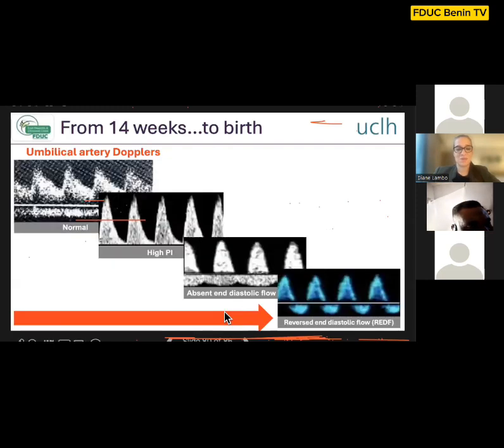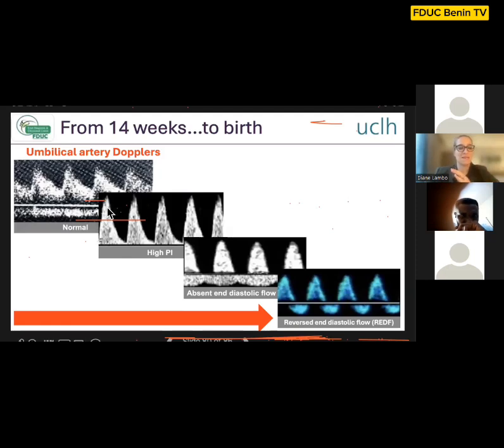And these are the different Doppler patterns that you might see. In the normal image to the left, you can see there's nice forward flow, a nice regular wave pattern. So this is a nice healthy placenta. In placentas that are at risk of placental insufficiency or fetal growth restriction, what you tend to find is stiffening. Stiffening of the placenta is highlighted by an increase in the resistance of the umbilical artery. And there's a steady progression.